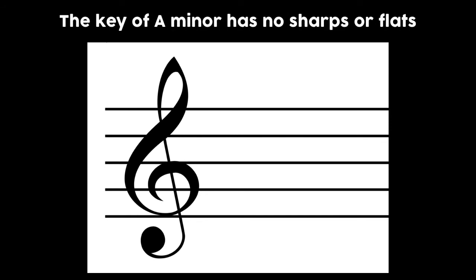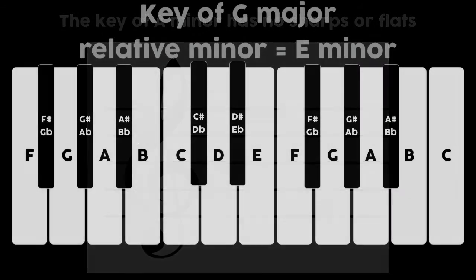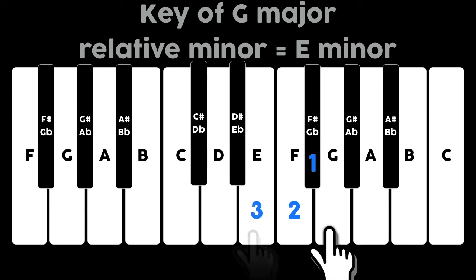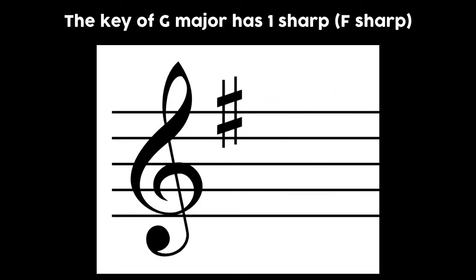We can compare the key signatures. There are no sharps or flats in either C major or A minor. Let's try to find the relative minor of G major. 1, 2, 3. You can see if you can count down the semitones, it's easy to find. And really importantly, they share the same key signature.